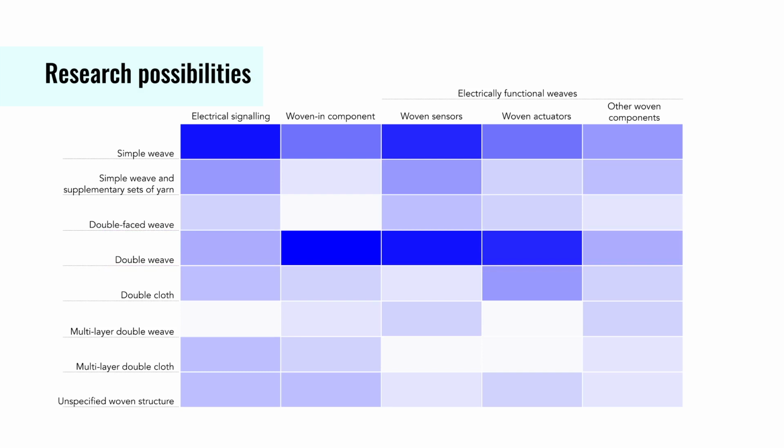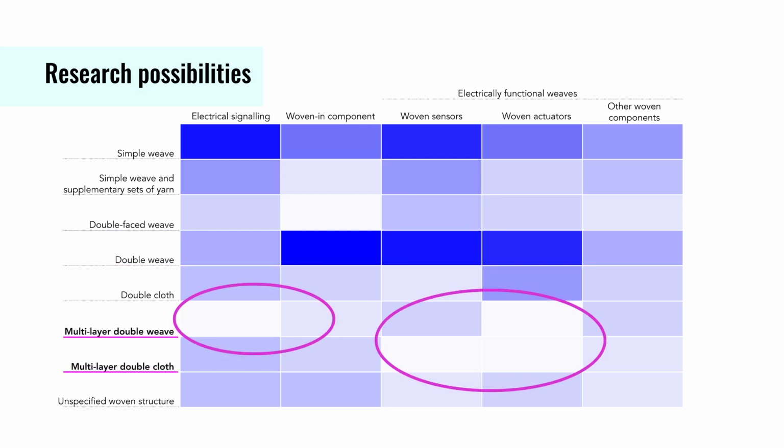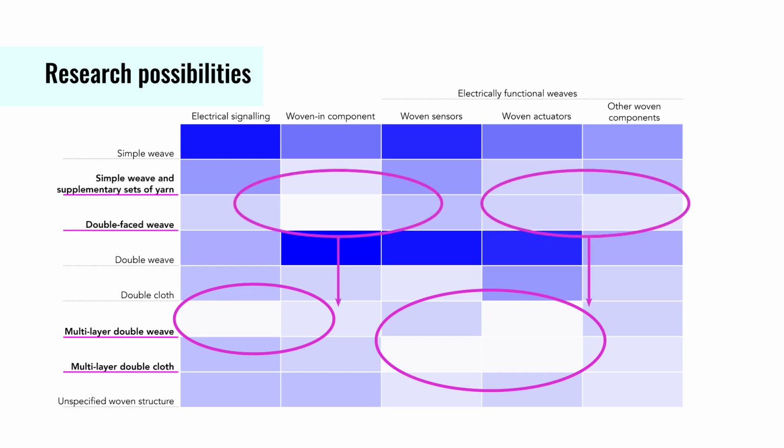There are 5 categories that are completely empty. When we look at the more complex structures, multi-layer weaves, there is a vast gap and potential for research from different perspectives. We would also point out that double-faced weaves have not seen much research. Whilst as one-layered structures their potential may be limited, combining this structure with multi-layer textiles provides a lot of potential for HCI within eTextiles. Next, we will look at future research possibilities.